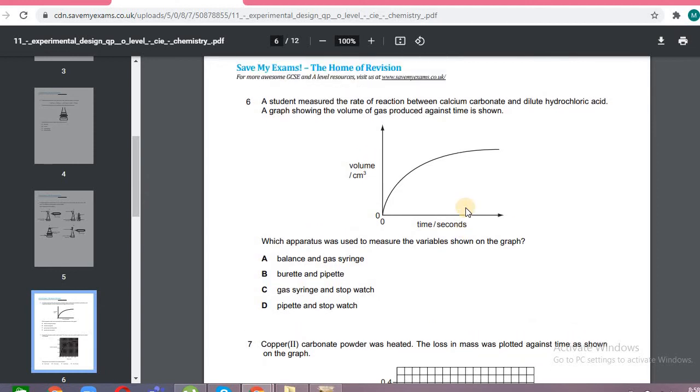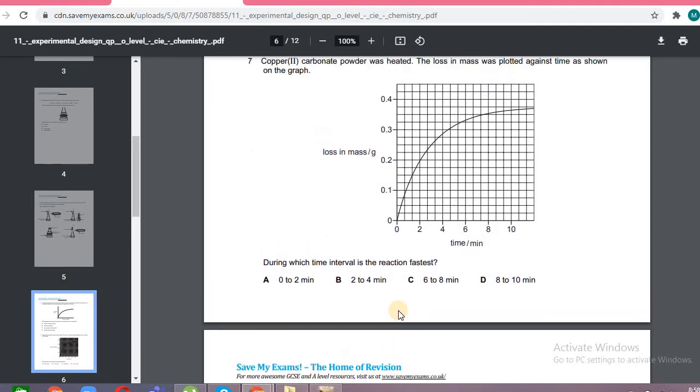Question number 6, they have again given us a graph and a curve, and they are asking which apparatus was used to measure the variables shown on the graph. Volume and time are the variables, on the y and the x-axis respectively. So to measure the volume, we are using a gas syringe, and to measure the time, we are using a stopwatch. So Charlie is the correct answer.